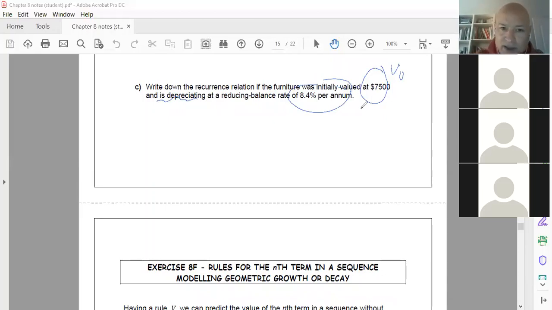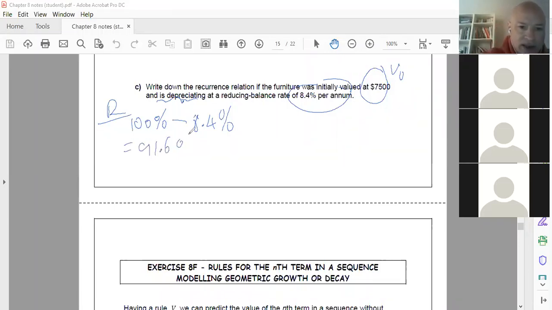We'll do our R on this side again. Actually, I'll do it on the left side this time. So paid $7,500, it's worth 100%. It's depreciating, so minus by 8.4%. Okay, so we have to work that out. 100 minus 8.4 will give us 91.6. So every year it's only worth 91.6. Divide this by 100, we get 0.916. There's our decimal. Any questions there?